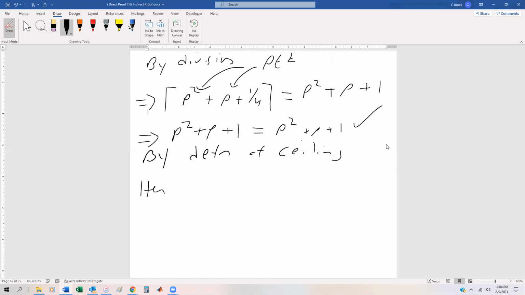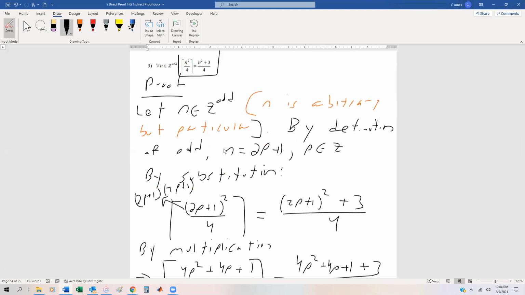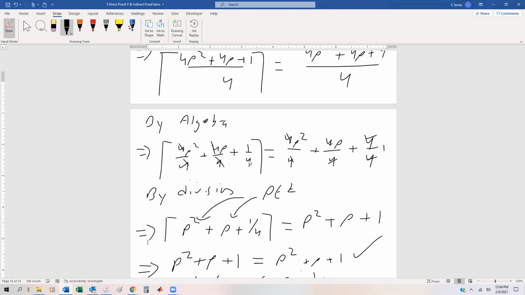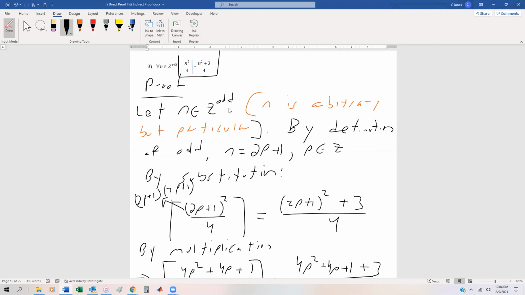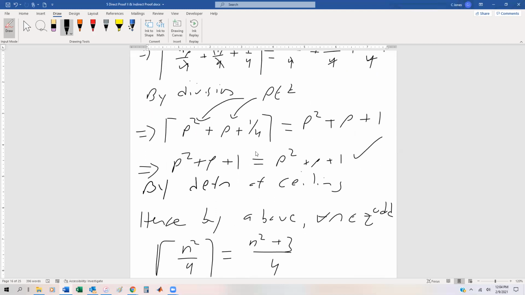So we can say, hence, by above, for all n in the odd integers, the ceiling of n squared over 4, if we go all the way back up, is going to be equal to (n squared plus 3) over 4. So it's a pretty easy proof once you go through and do the substitution. The only difficult part is just noting that you use the definition of ceiling to go from this second to last step to this step right here.